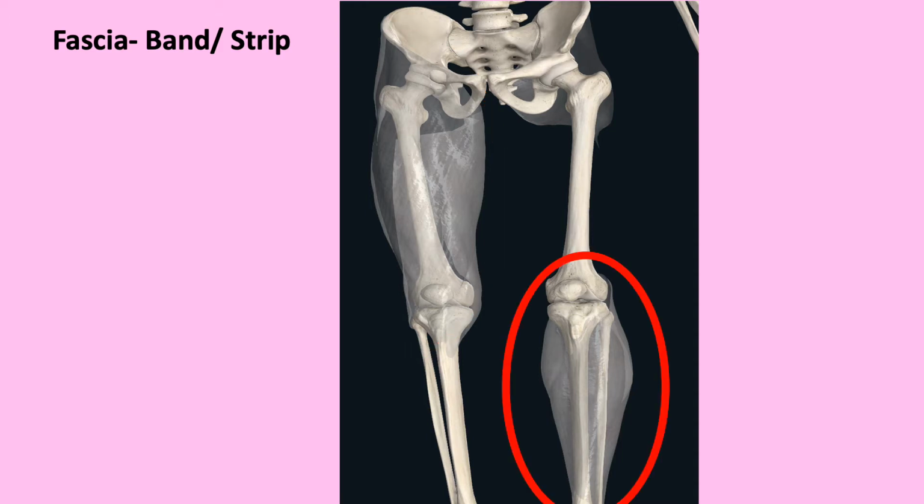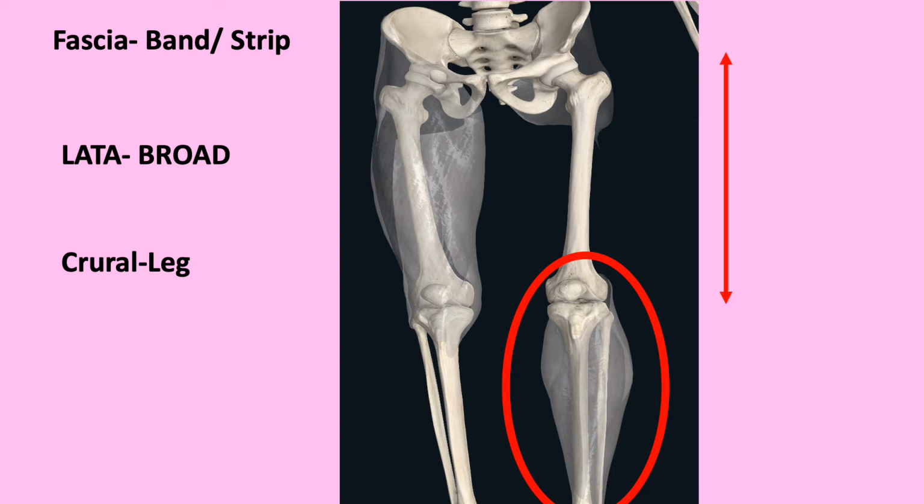And lastly, we will have the crural fascia. Crural refers to the leg. So lata is broad, crural is leg. Now there is a misconception that many people think the lower limb consists of only the leg. No, it's not true, because the lower limb has two parts. The upper part is the thigh, and the lower part is the leg. So remember, the leg only consists of the lower part of the lower limb.